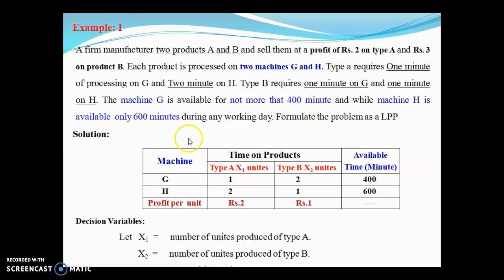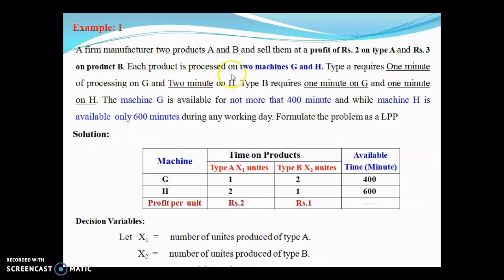So in this example, a firm manufactures two products, that is A and B, and sells them at a profit of rupees 2 on product A. Similarly for the product B, profit rupees 3. First, profit for A product 2 rupees and second product, that is B product, profit rupees 3.